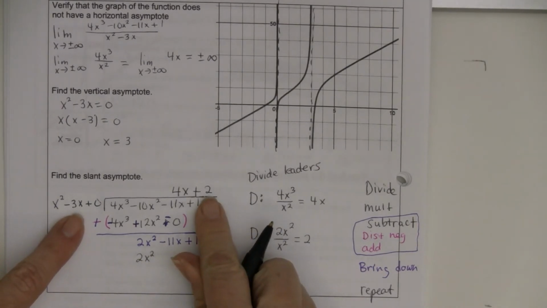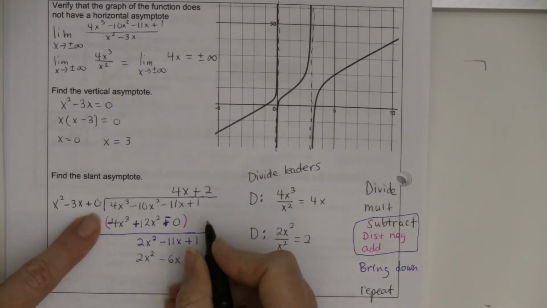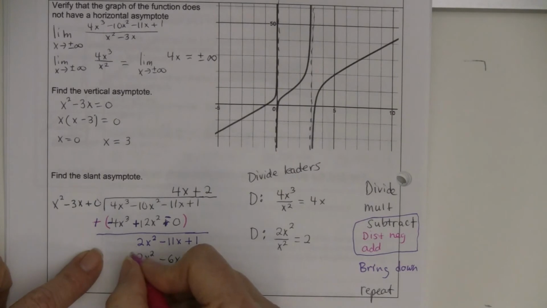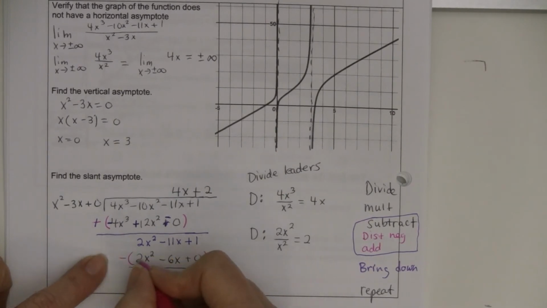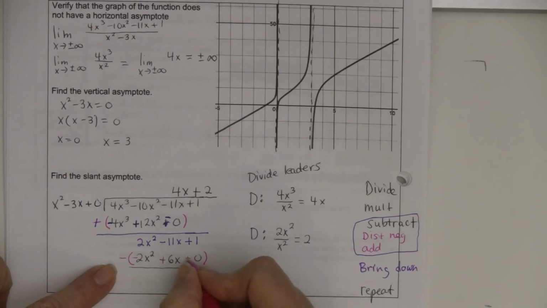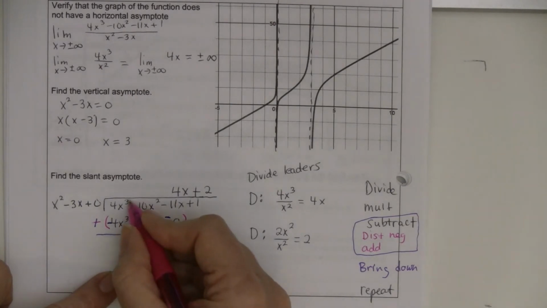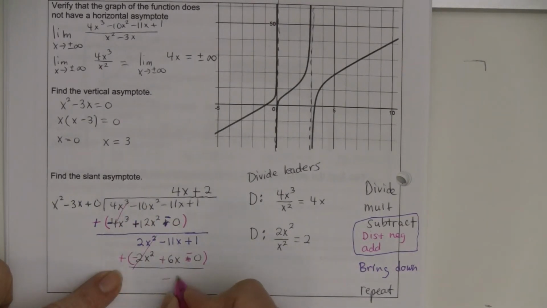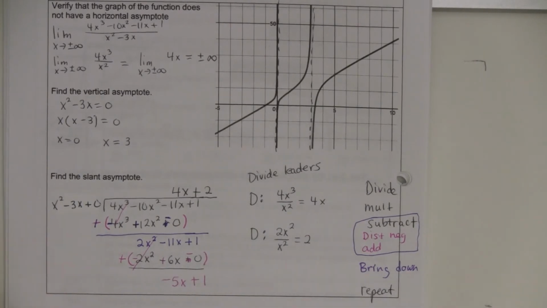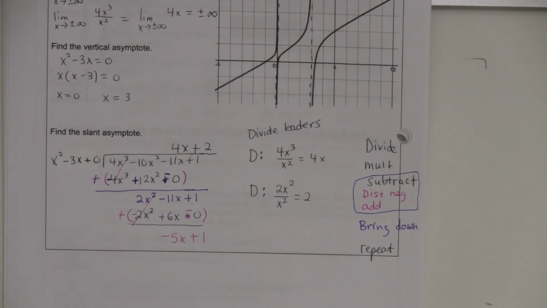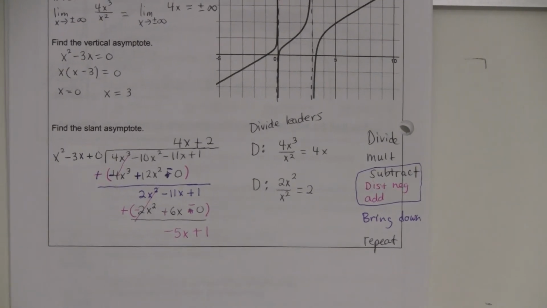So here I'm multiplying, so I'm going to get negative 6x. And I get plus 0, and I'm going to do the subtract step with my pink pen. Subtract, right? Distribute the negative. Distribute the negative. And add. So the leader goes away, and if it doesn't, you've made a mistake. And I get negative 5x, and then I get plus 1. Have I got where I'm not writing where you can see it? I almost am, and that's one thing I have to watch myself on very carefully on this.